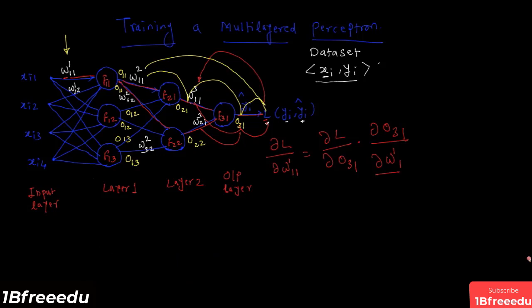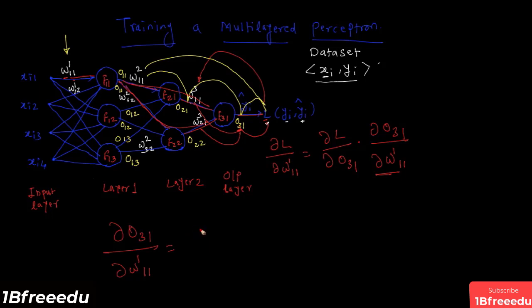Okay, so now how to compute the derivative of this with respect to this. As I said, we have two paths, this path plus this path. So I have to compute the derivative of O31 with respect to W111. This derivative of O31 with respect to W111 is equal to the derivative of this path plus the derivative of this path. Again, I will be employing the chain rule here.